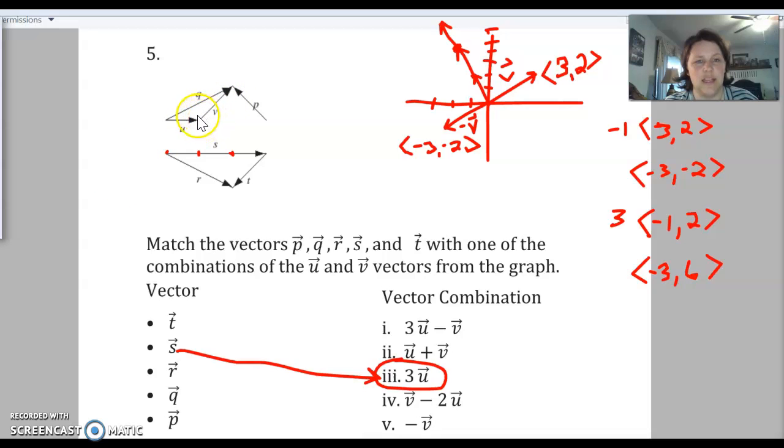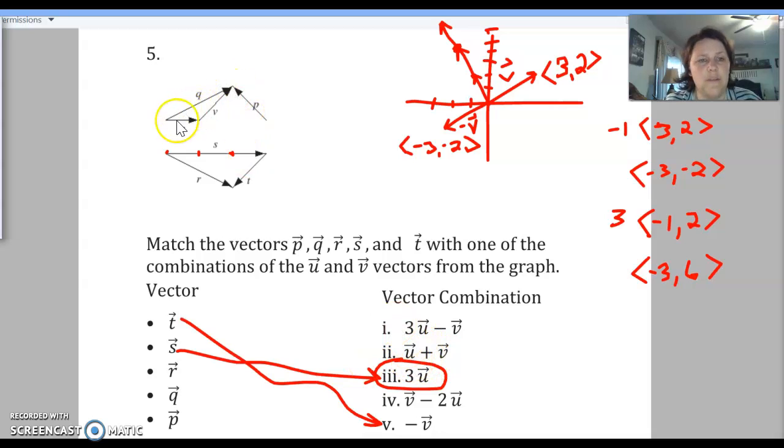So this way instead. P looks like the same length, but it's not pointing in the exact opposite direction. The only other one that's about that long is t. And t is the exact same length, and it is pointing in the exact opposite direction of v. So t is equal to -v.